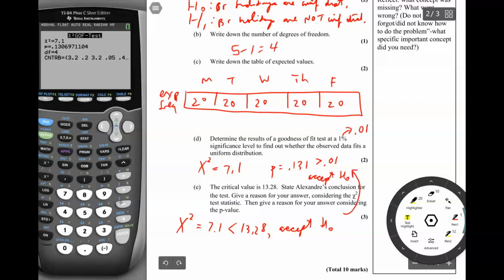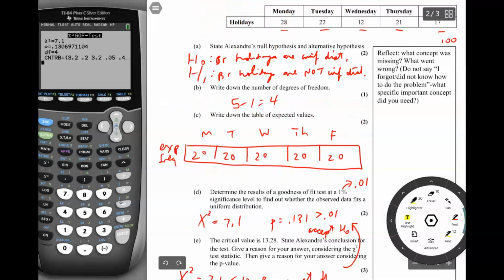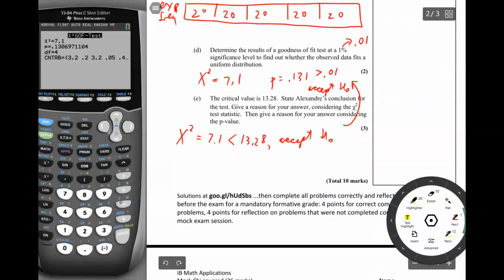Okay? Easy, right? Accepting the null hypothesis means even though the distribution wasn't exactly 20-20-20-20-20, it's close enough for us to say, yeah, there's nothing weird going on here. There's no conspiracy putting Brazilian holidays on Wednesday so that we don't do Ponte. Okay.